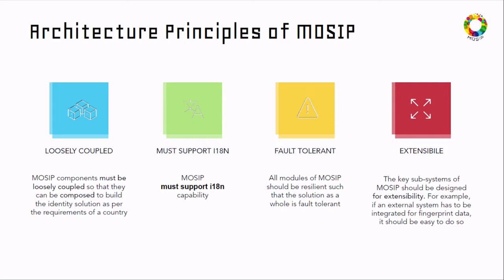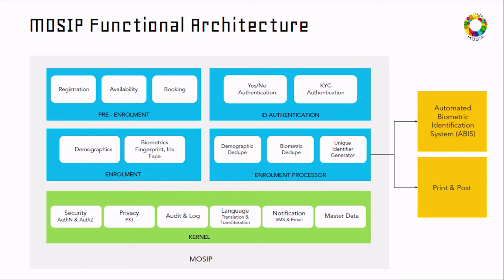The four major parts are pre-enrollment, enrollment, and the enrollment processor. The enrollment processor is by far the largest piece of code. This is where the deduplication happens and the unique ID is created.